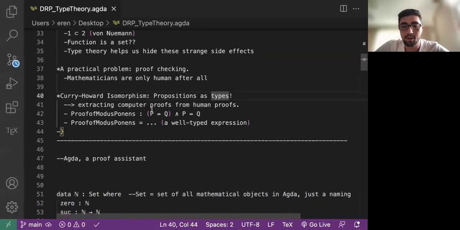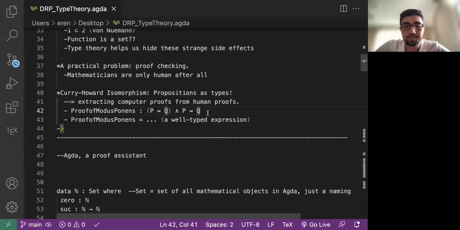Let us give a quick example here. Let's say we want to prove this classical theorem of logic called modus ponens. We write it here like that, and we are looking for a term of it. If we manage to find a well-typed expression here to be equal to this proof of modus ponens, it means by Curry-Howard isomorphism that we have found a term of this type, and it means this proposition has a proof.